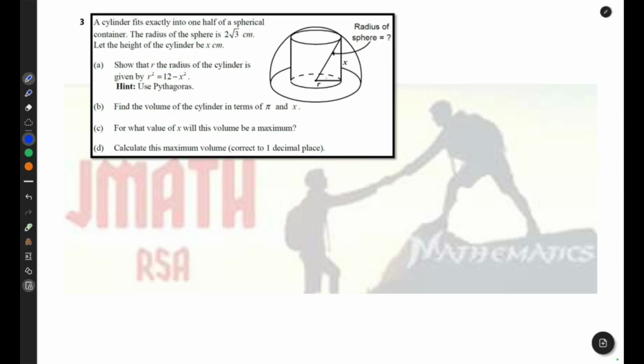Question A. Show that the radius of the cylinder is given by that formula used by Pythagoras. So they're very generous here. In a final exam, they won't tell you what to do.